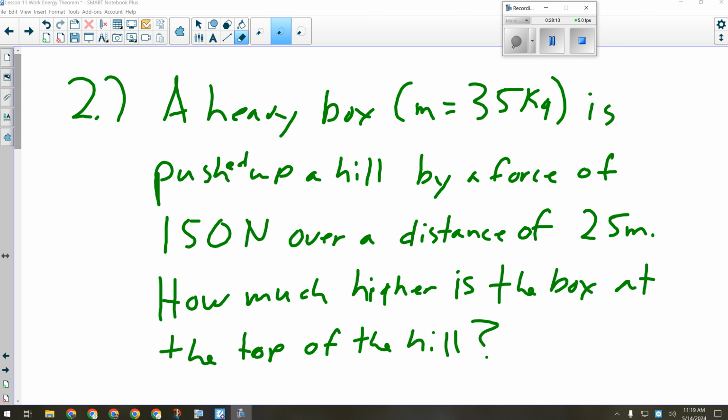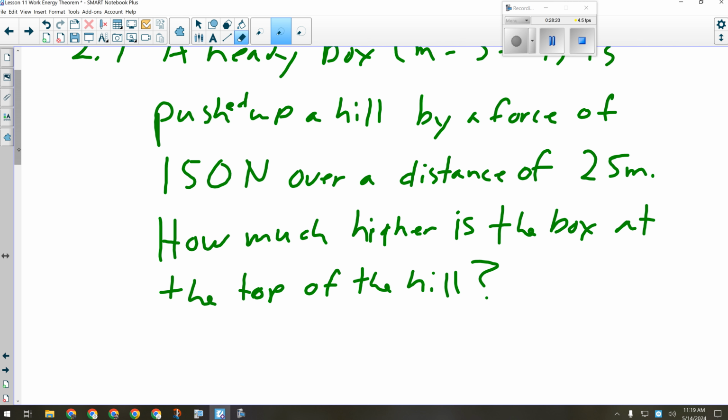So the box is being moved up this ramp, it's being pushed up the ramp. We know its mass is 35 kilograms, so we can start writing down some givens here. All right, we know that the mass is 35 kilograms. It's being pushed up a hill by a force of 150 newtons, so they gave me force. Over a distance of 25 meters. All right, so they gave me distance. That would be then the length of the hill. Agreed? If it's being pushed over 25, that's the length of the hill then, right?